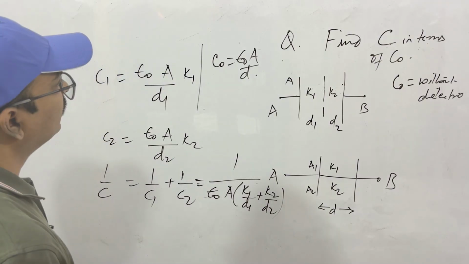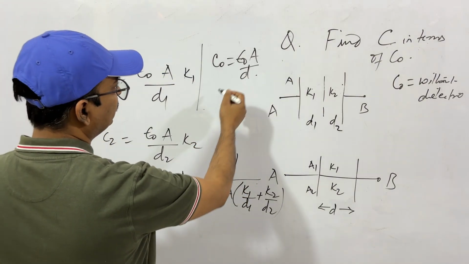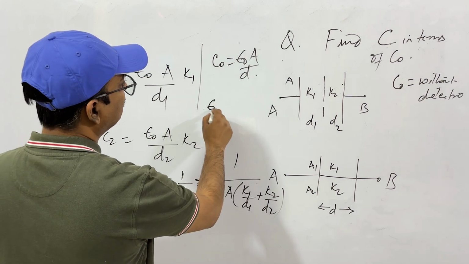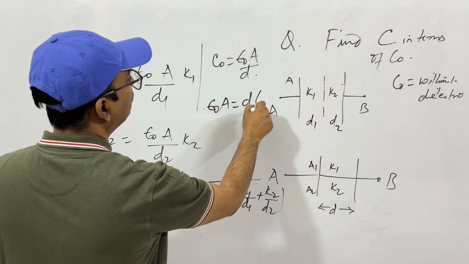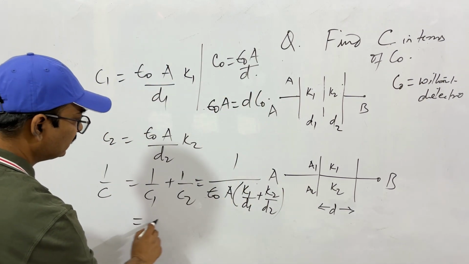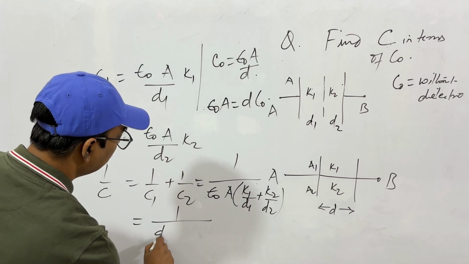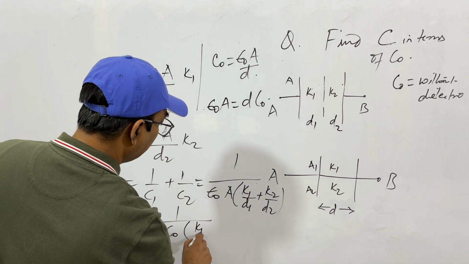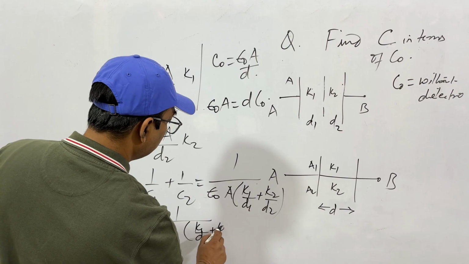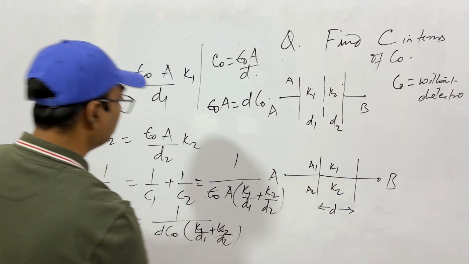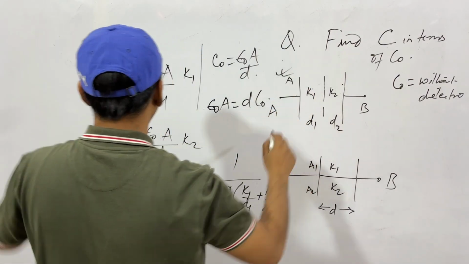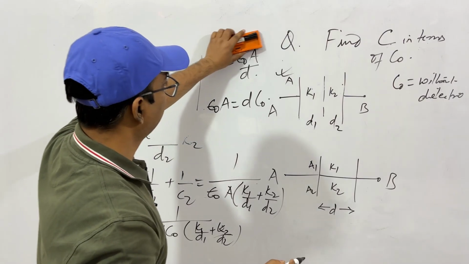Now if we have to put it in terms of C0, what you can do is put epsilon 0 A as D into C0. So we can write it as 1 by D into C0 times K1 by D1 plus K2 by D2. Okay, so this is for this capacitor. Now let's see for the second capacitor.